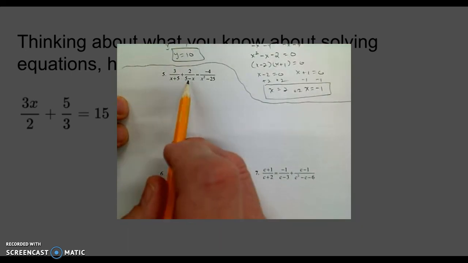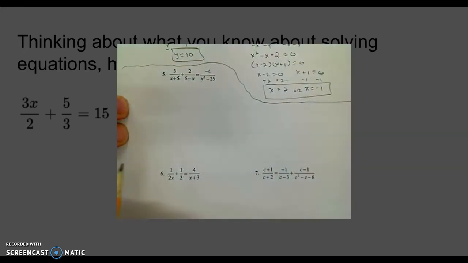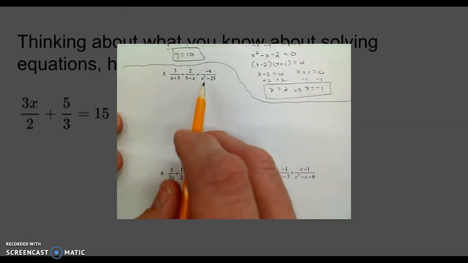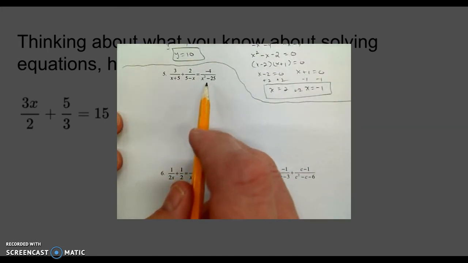x plus 5, 5 minus x, x squared minus 25 are our denominators, and you may feel a little bit like that looks familiar. You're not sure, but there's something you feel like you can do here. And yes, we see x squared minus 25 is the difference of two squares.